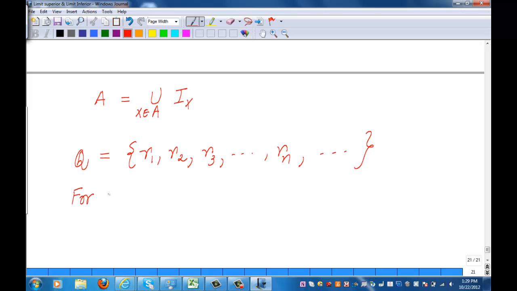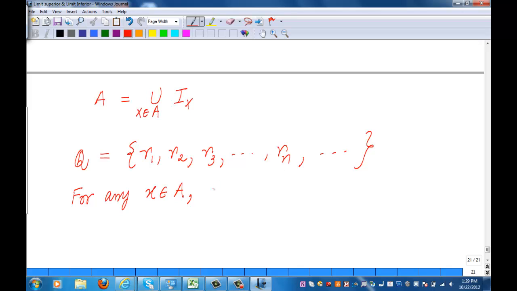For any x in A, Ix is an interval, so it contains rational numbers, right? By the density theorem, it's got to contain rational numbers. Let's take the rational number with the smallest subscript from this enumeration that is inside of Ix.